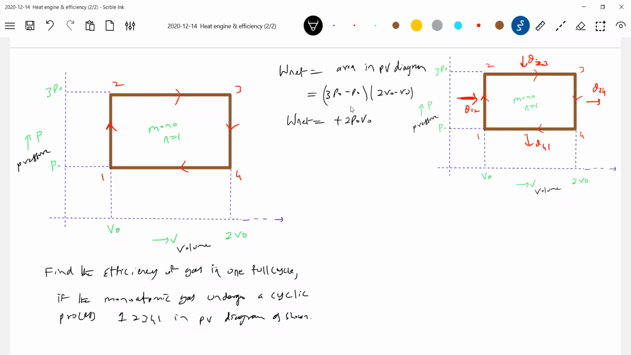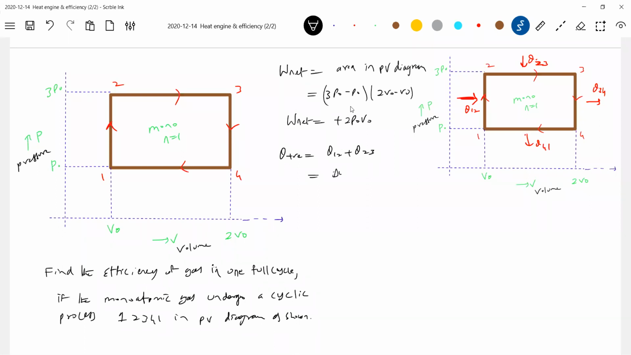Where all heat is absorbed in paths 1, 2 and 2, 3. This will be a much easier approach. Which formula should I prefer: Q positive minus Q negative by Q positive? Whichever is very easy to calculate, go for that. Area under the PV graph is work done, so one part is over. Now what is Q for 1, 2?